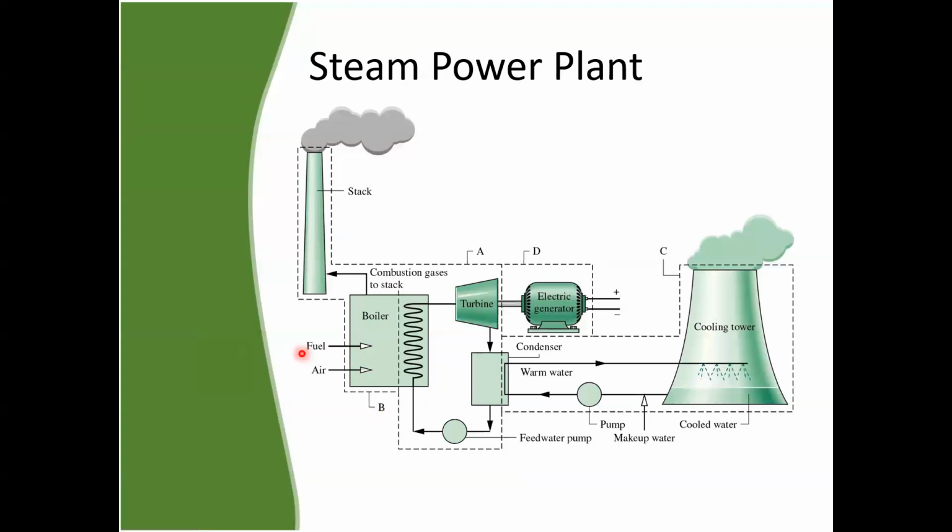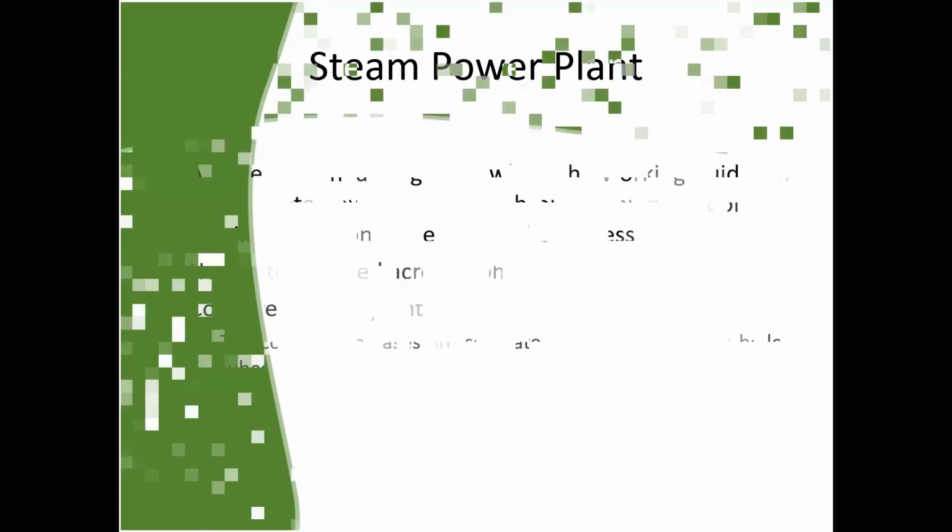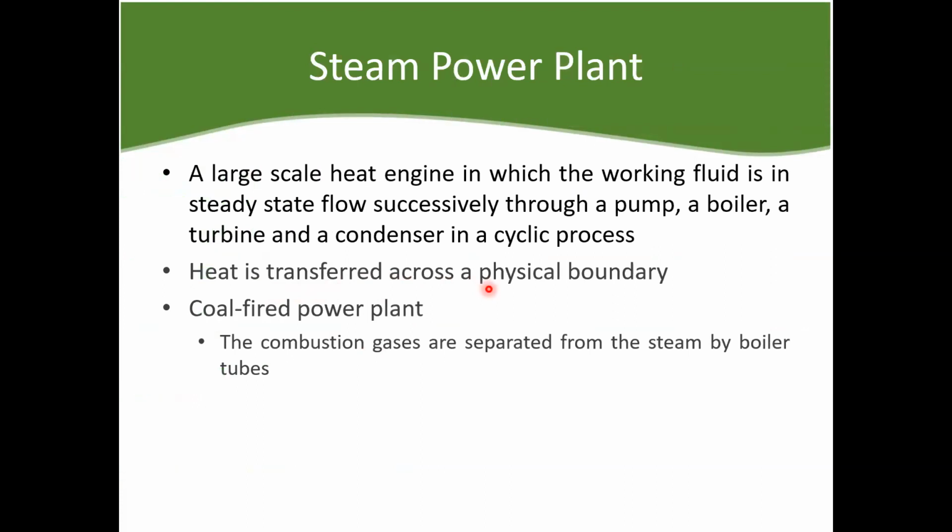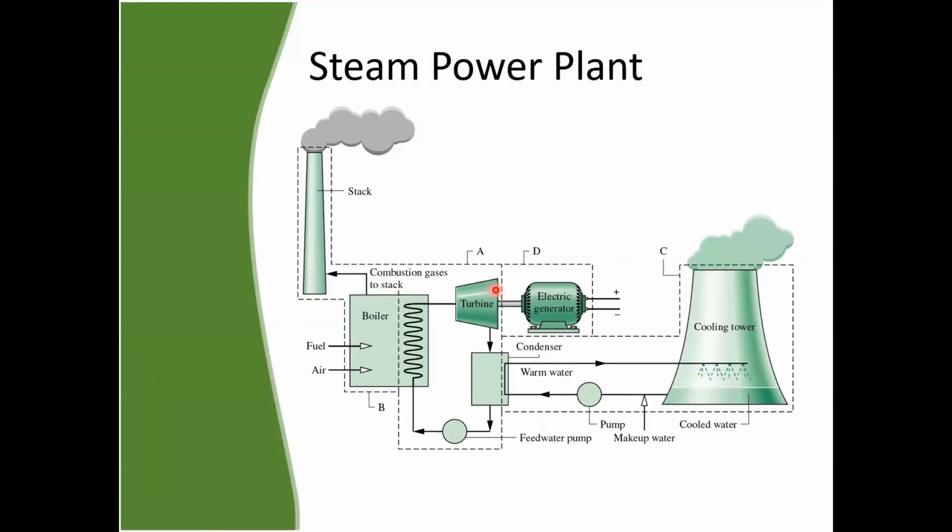From the boiler, so we have the fuels. So remember your ChE 32, we have fuel and then air. Combustion happens in the boiler. After combustion the temperature increases, and the combustion gases heat the steam inside the boiler tubes. Okay, so that's what I mean by physical boundary. The heat is transferred across a physical boundary. The physical boundary is the boiler tubes, meaning the combustion gases do not come directly into contact with the steam or the water in the boiler tubes.